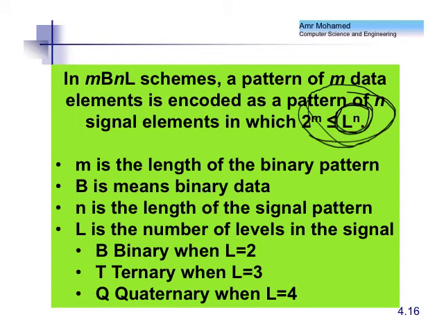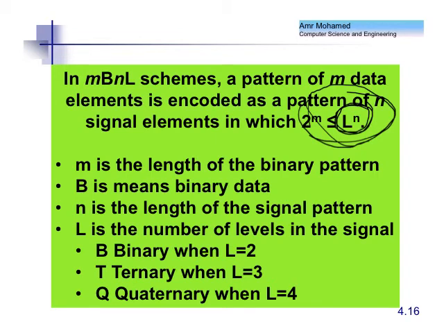So it's very commonly used that instead of using L as a number, they usually use what they call binary to refer to the fact that L is 2. So when I see the letter B here, I know right away that the number of levels, or L, is equal to 2.